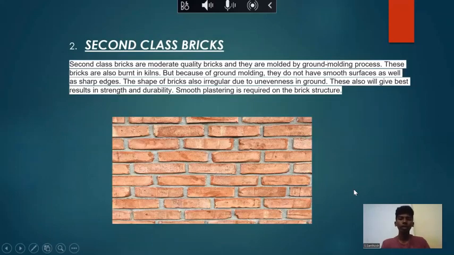Now the second class bricks. Second class bricks are moderate quality bricks. They are molded by ground molding processes. These bricks might not have a uniform shape, or they might be burnt improperly. That is, they might not have been completely burnt. So you can see the bricks over here, and they might have an absorption property more than 20%, that is more than the first class bricks, and their efflorescence property is also more. And that efflorescence property is what is causing these white patches on the bricks also.